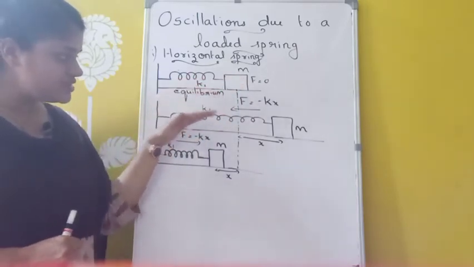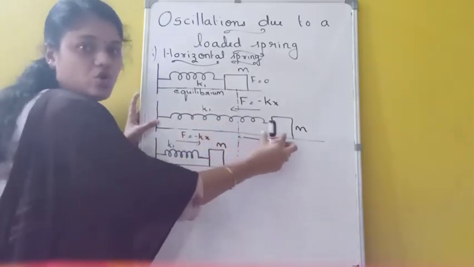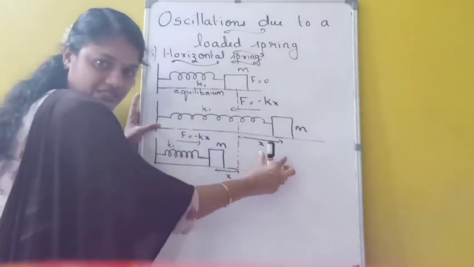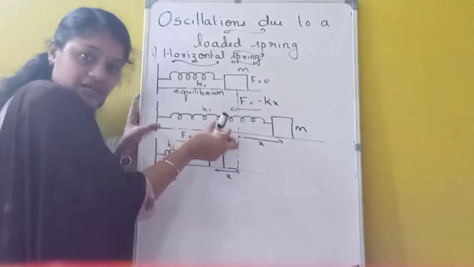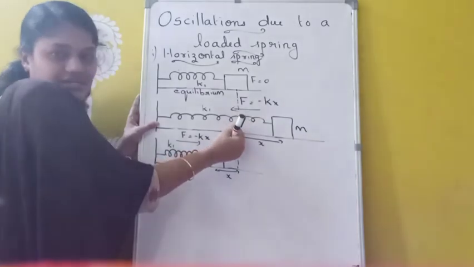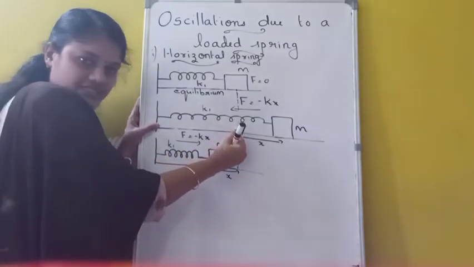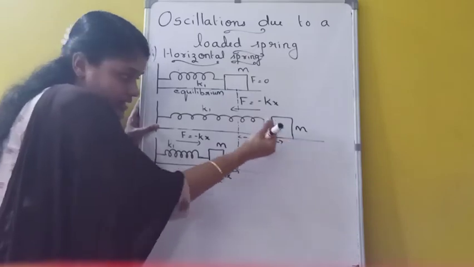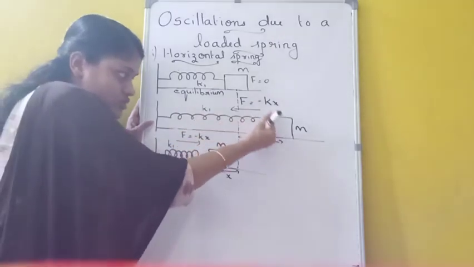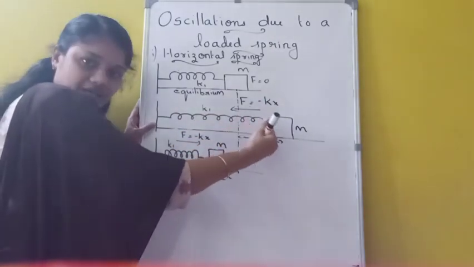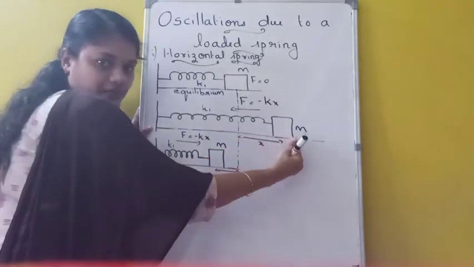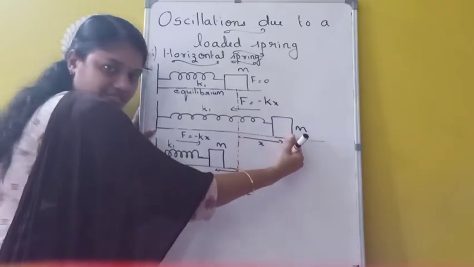Now suppose we are displacing this spring through a small distance x. What will happen? A restoring force will develop inside the spring which tries to bring the spring back to its original condition. So how can we displace the spring? Either by stretching or by compressing. Here I am stretching the spring. When I stretch the spring through a small distance x, what will happen?